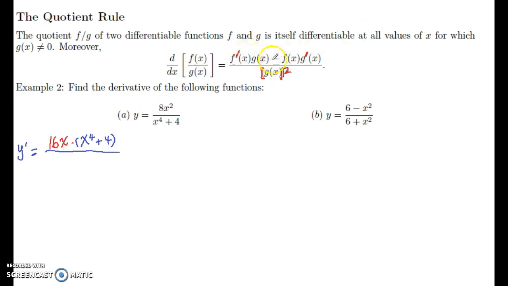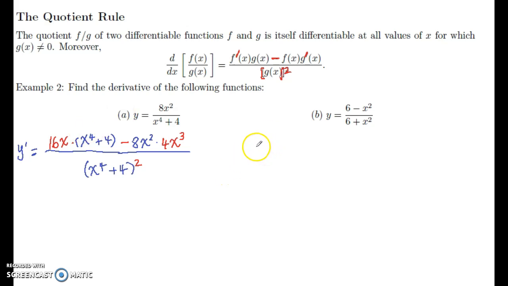Notice the connecting sign right here in a quotient is negative. Okay, so subtract the first function, which is 8x squared, times the derivative of the denominator, which is 4x cubed. Then what you write down in the bottom is x to the fourth power plus 4 squared. So the denominator squared. And you can leave it like this. In this case, it's very easy to check how you will apply the quotient rule.